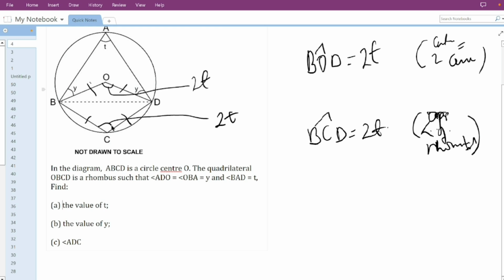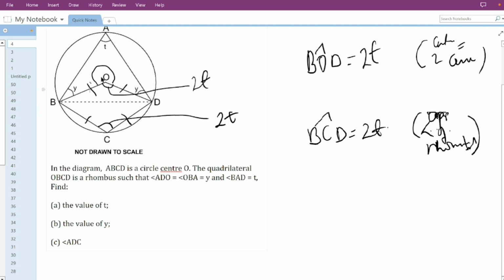So we know this is 2T. This angle out here that's going around O on the other side will be 2T times 2, using the same principle that the angle formed at the center of a circle is twice the angle formed at the circumference.